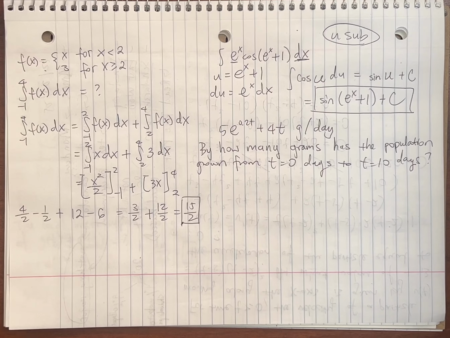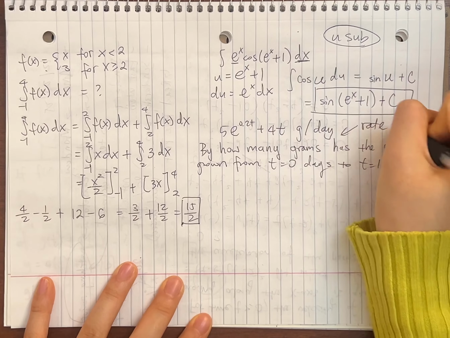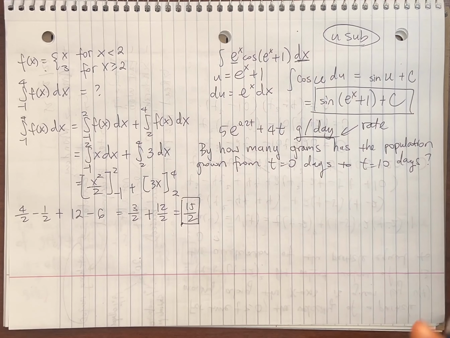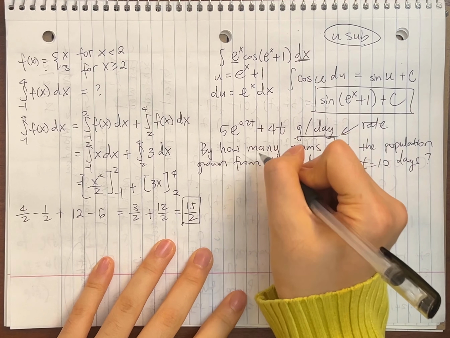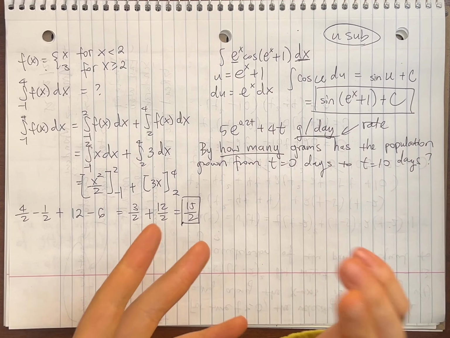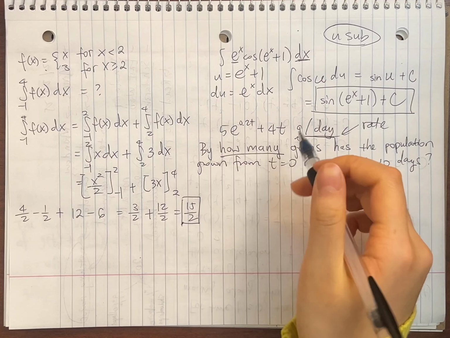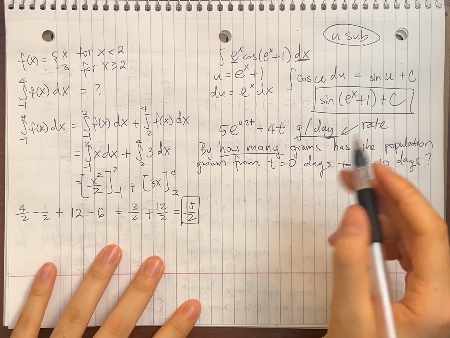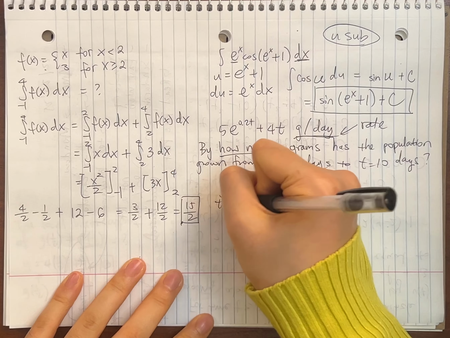Okay, so we're given a rate. This is a rate. Why? Because of the unit. If it's something per something, 99% of the time it would be a rate. But the question is asking us how many. It's an amount. So changing from rate to amount means that you have to take the integral of the function. So from 0 to 10, we're going to take the integral of this.